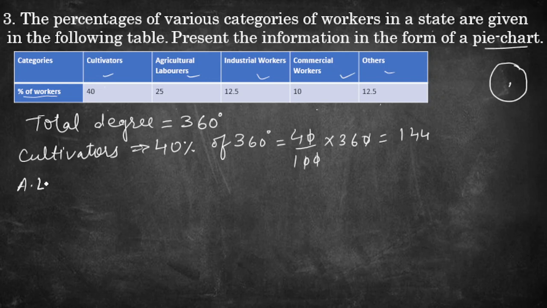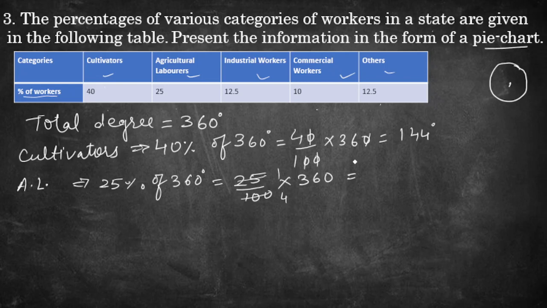Okay. Now next, agricultural laborers. So I'm writing AL. Agricultural laborers. So here it is 25 percentage. Okay. So 25% of 360 degree. So 25 by 100 into 360. So here 25 ones are 25, 25 fours are 100. So basically 360 by 4, which is 90 degree, right?